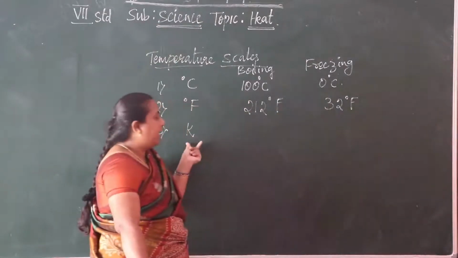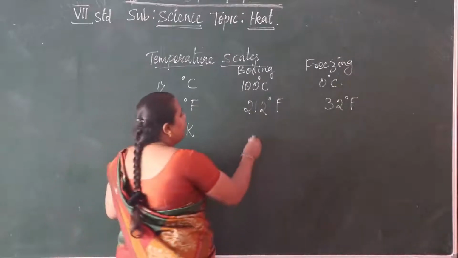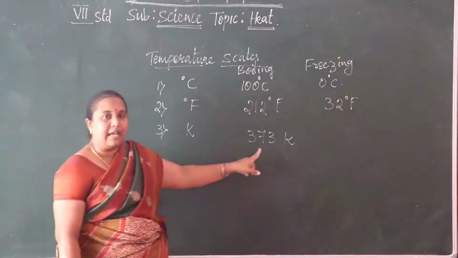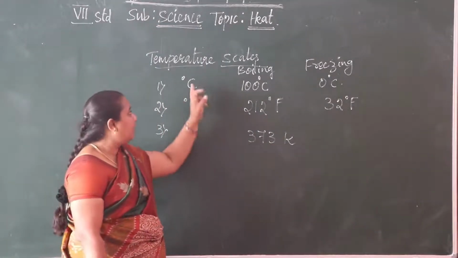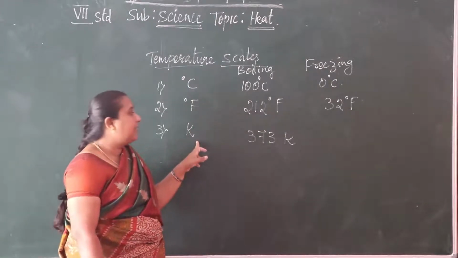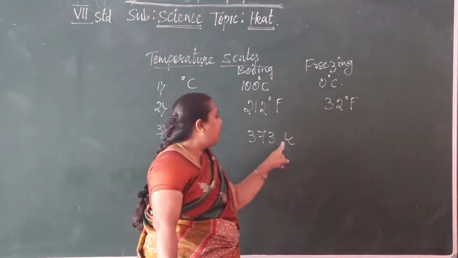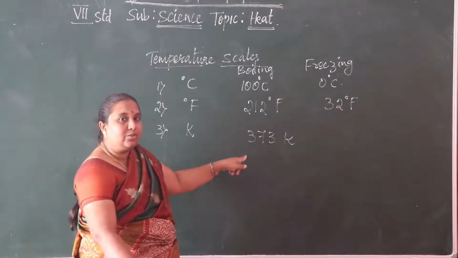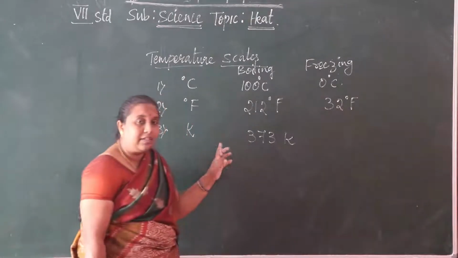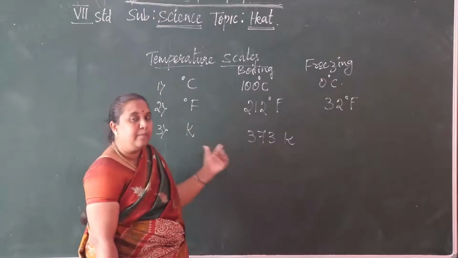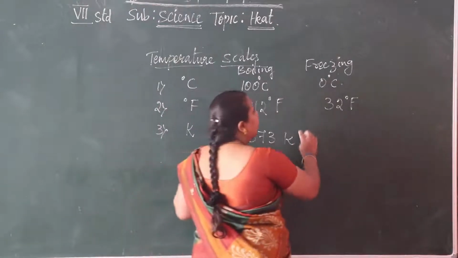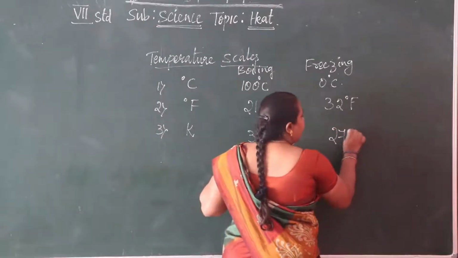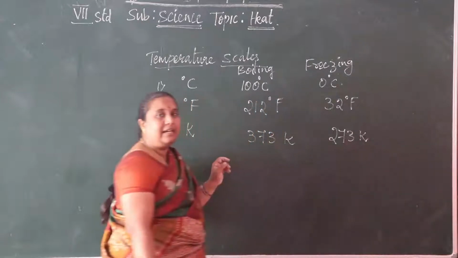In the Kelvin scale, we have 373 Kelvin. We don't use the degree in the Kelvin scale. We are using degrees only in the Celsius and Fahrenheit scales, not in the Kelvin scale. The boiling point of water in the Kelvin scale is 373 Kelvin. And the freezing point of water in the Kelvin scale is 273 Kelvin.